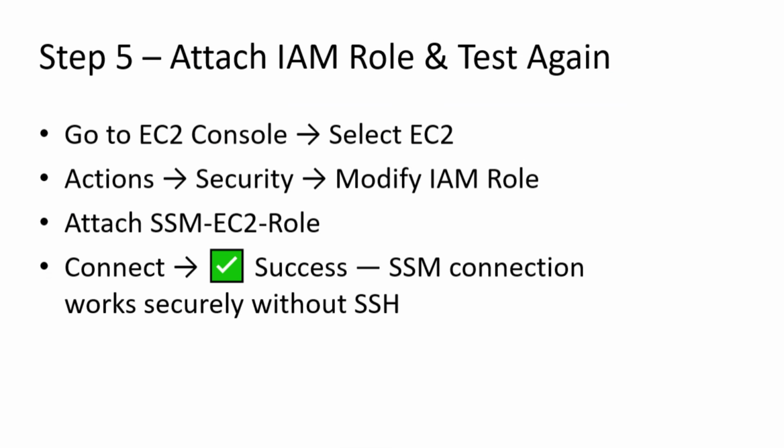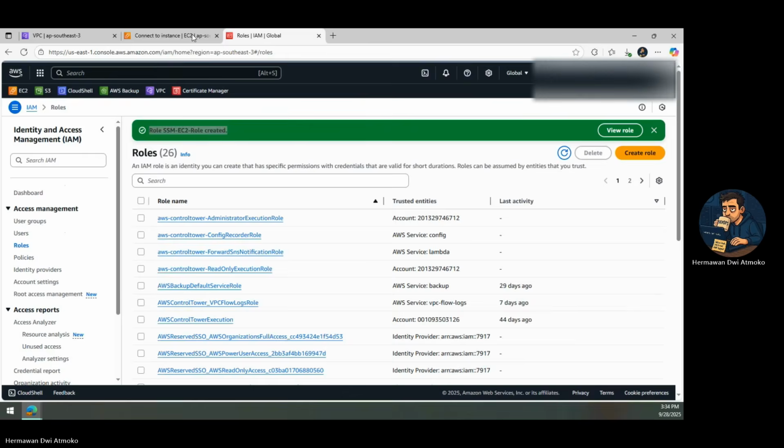With our IAM role ready, the next step is to attach it to the EC2 instance. This is like giving our instance an official badge that grants it the permissions it needs to communicate with Systems Manager. Once the SSM EC2 role is attached, we try connecting again using Session Manager.